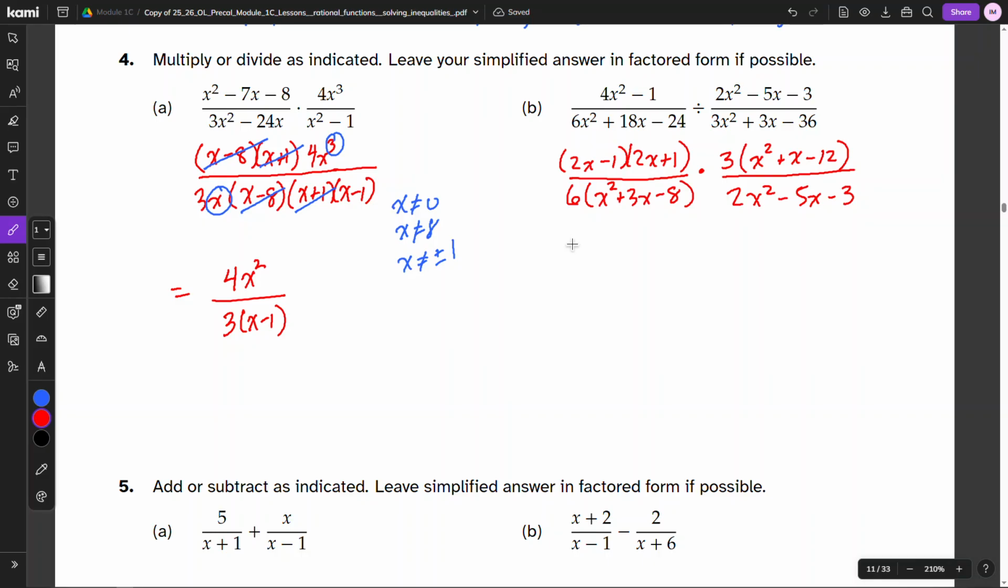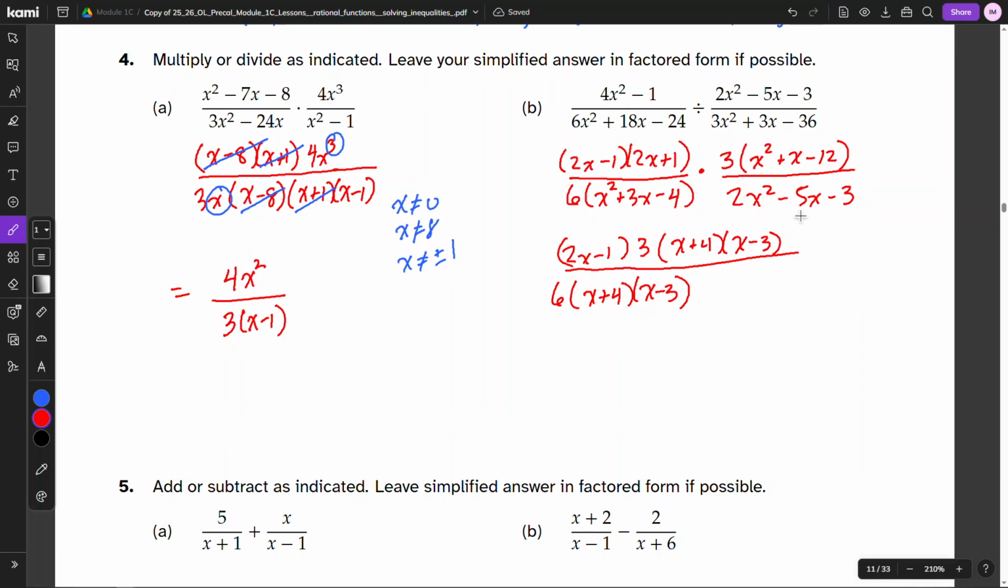So let's see if we can factor further. So numerator 2x minus 1 times 3 times, this would be x plus 4 times x minus 3. And then in the denominator, I have a 6. Let's see here, if I factor out a 6, that shouldn't be an 8, that should be a 4, because 6 times 4 is negative 24. So x squared plus 3x minus 4, this would be x plus 4 times x minus 3.